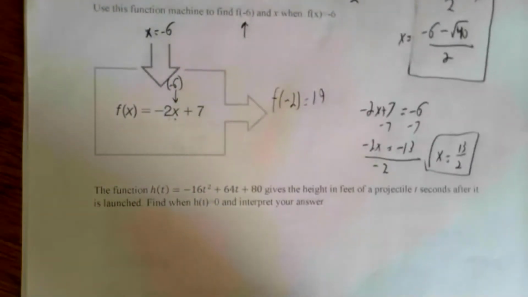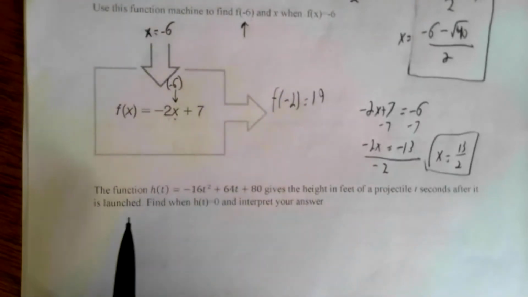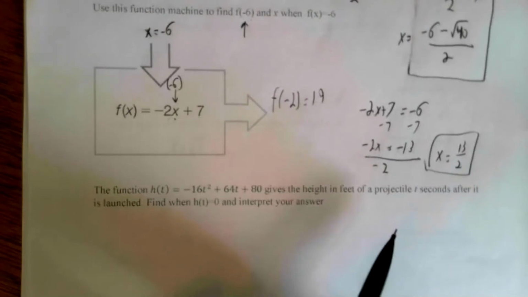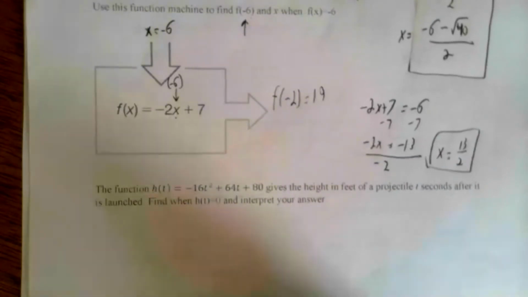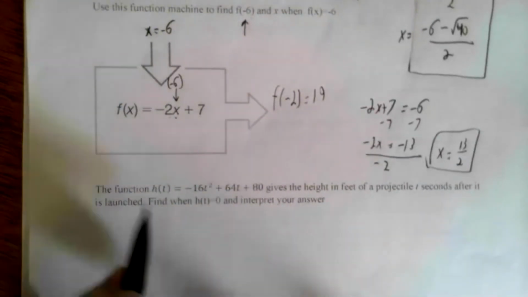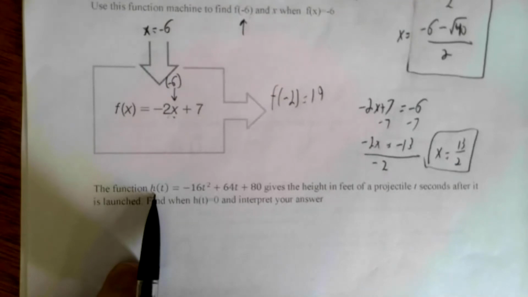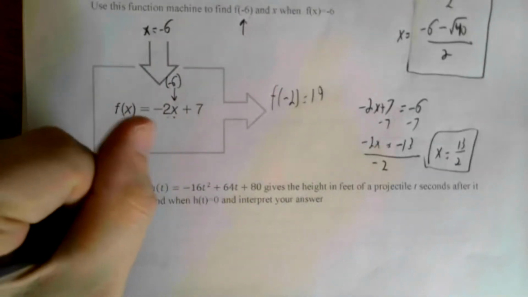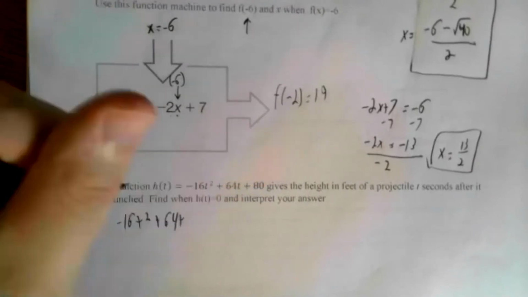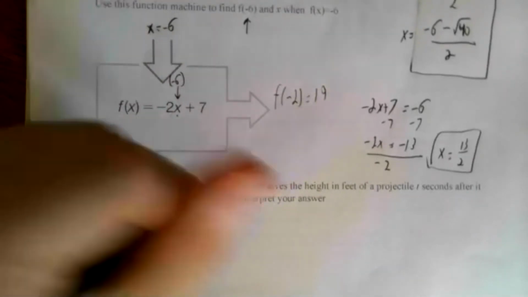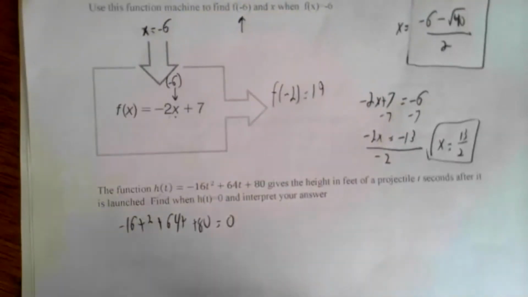Okay. All right, so the last question here, this is very similar to what we've done before, right? It says that we're given something in height and we're firing it out t seconds after it's launched. So it says find out when h of t equals 0 and interpret your answer. So all we're doing is saying if this is equal to 0, so I have negative 16t squared plus 64t plus 80 is equal to 0, right?